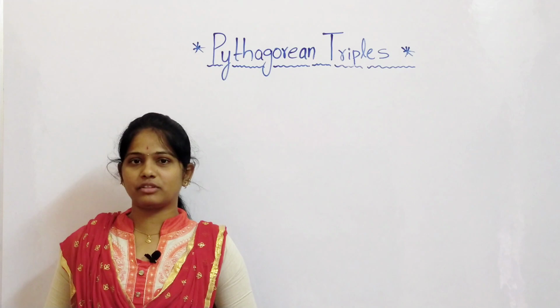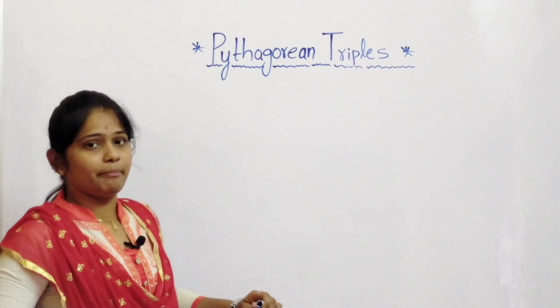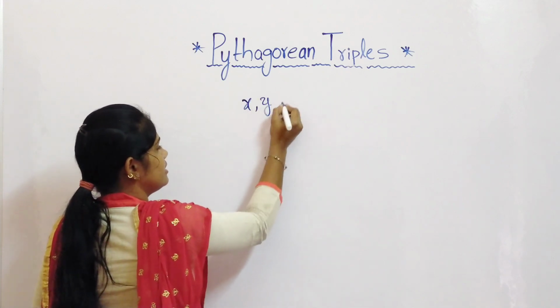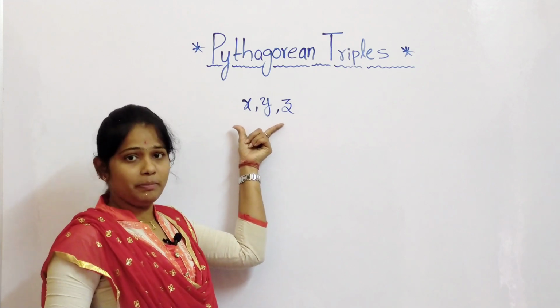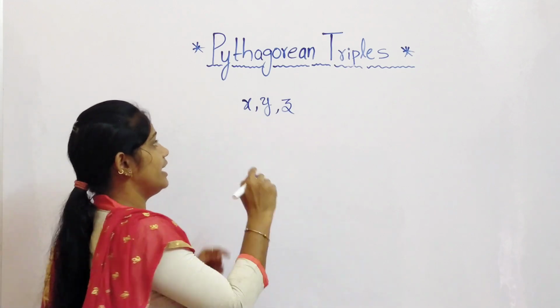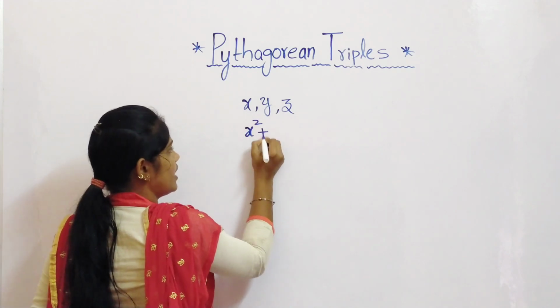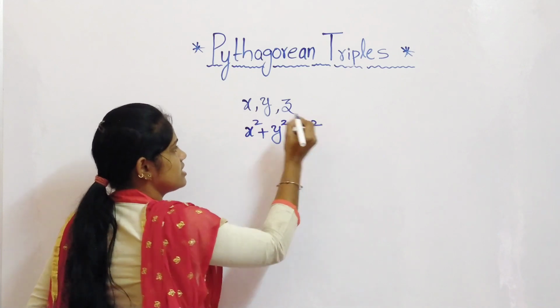Before learning about Pythagorean triples, let us know what a Pythagorean triple is. For example, if x, y and z are three numbers, x, y, z are said to be Pythagorean triples if they satisfy a particular condition, that is x square plus y square is equal to z square.